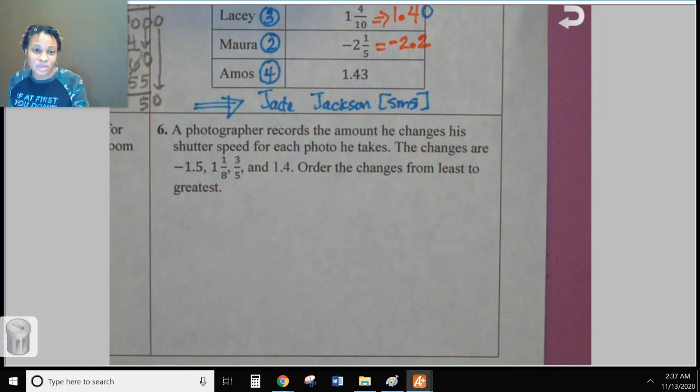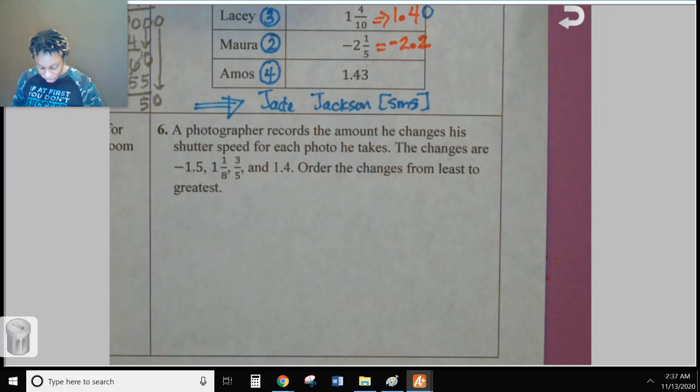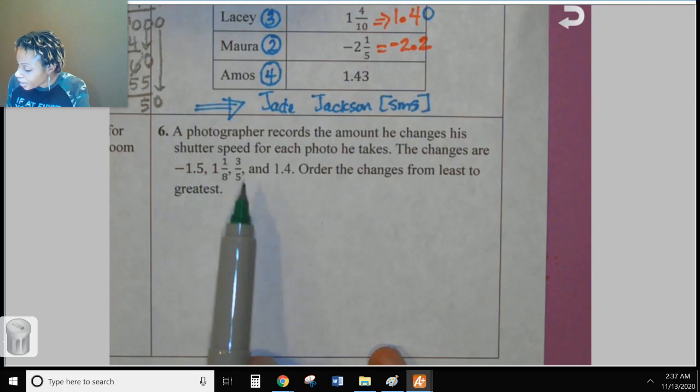Okay, next one. And last one. It says a photographer records the amount he changes his shutter speed for each photo he takes. The changes are -1 5/10, 1 1/8, 3/5, and 1 4/10. Okay, so again, most of these are friendly. I don't need my hand. I'm gonna put my hand away. Most of these are friendly ones that we have already learned or mastered. So I just need to convert 1 and 1/8 and 3/5.